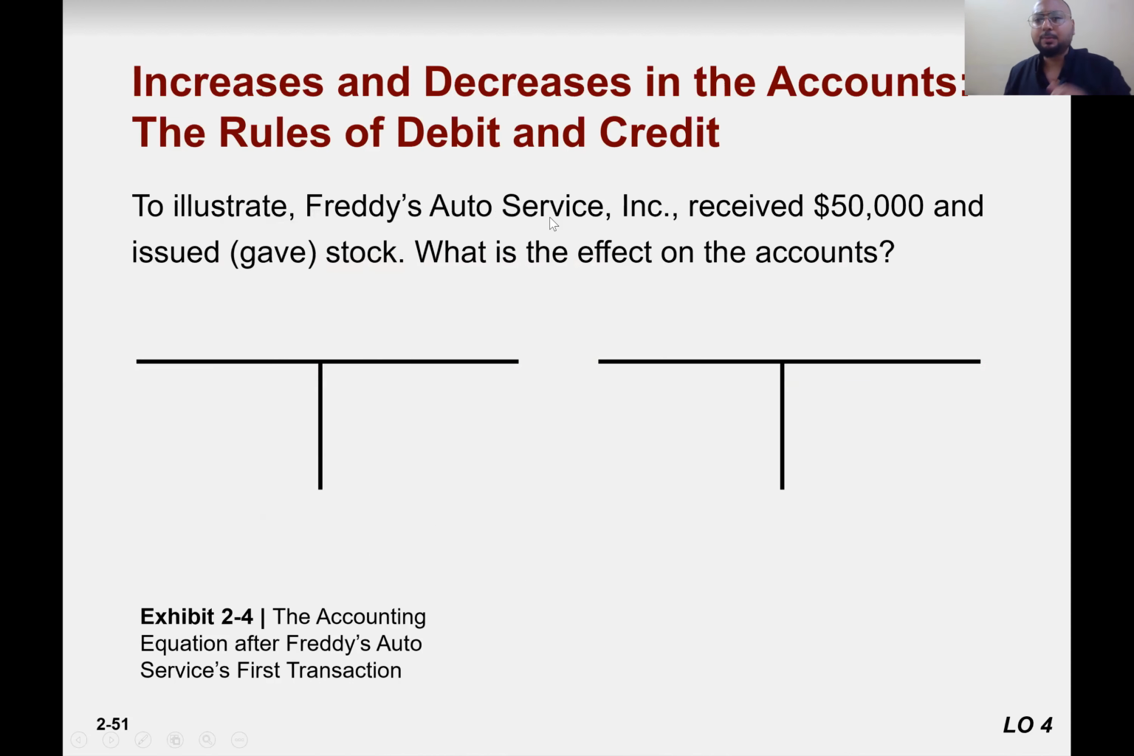So how are we going to put numbers in a T account? This is the T account, right? Let's talk about the illustration of our previous example, Freddie Auto Service Incorporation. We received 50,000 cash and issued stock. How are you going to record it? We have a transaction here. A transaction hits at least two accounts. Which two accounts? Receive cash. It means cash, so we make a T account for cash.